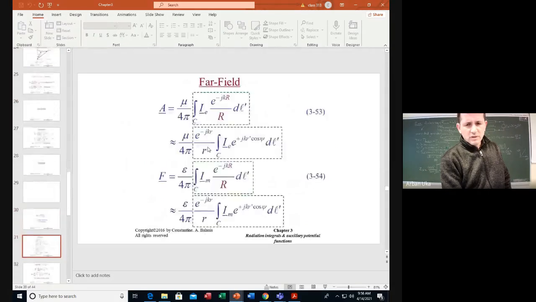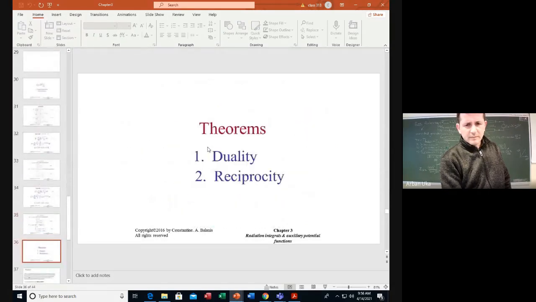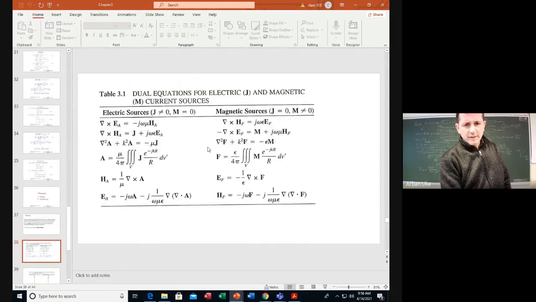So now let's go back to this duality expression. This is what duality is all about. We have here that the curl of E, the first equation, is equal to minus j omega permeability times H. Now the curl of H is also equal to j omega permittivity times E. So this is the duality that we want to talk about.